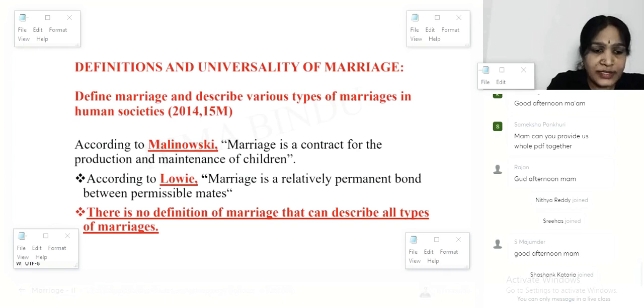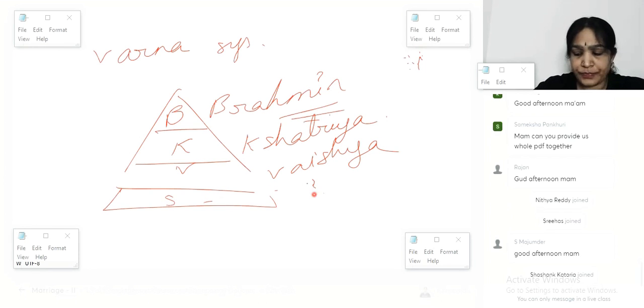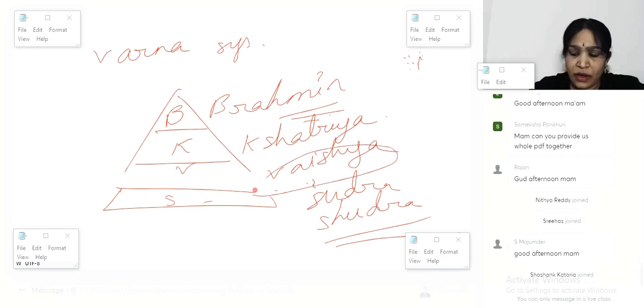So when we discuss the Varna system, in paper 2 we have the Varna system. There I will discuss that. Now coming to Brahmin, Kshatriya, then we have Vaishya. Last we have Sudra, or in some sources given as Shudra. Both spellings are okay. Same way here also, Vaisya or Vaishya. So these are the 4 Varnas.